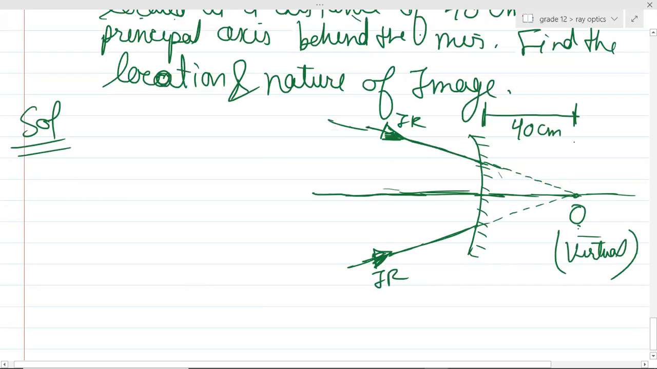So basically this is your object and this object is virtual. Can you see over here, guys? The incident rays are converging. So whenever incident rays are converging, the object is virtual. Now after reflection, these light rays will pass through one particular point. The mirror's focal length is 40 centimeter, right? So the object is placed at a distance of 40 centimeter behind the mirror. Now tell me where exactly the image will be formed.